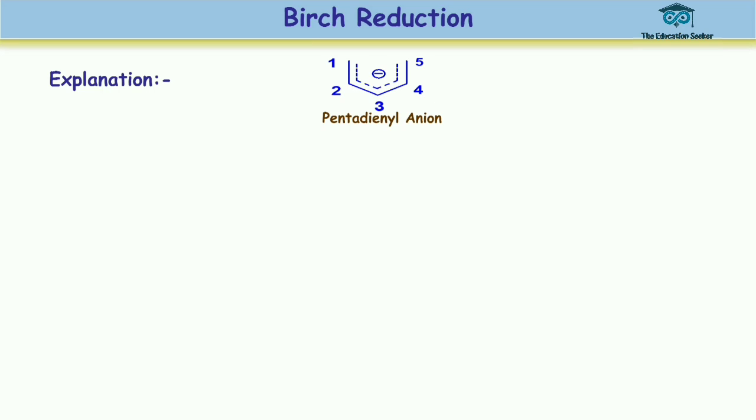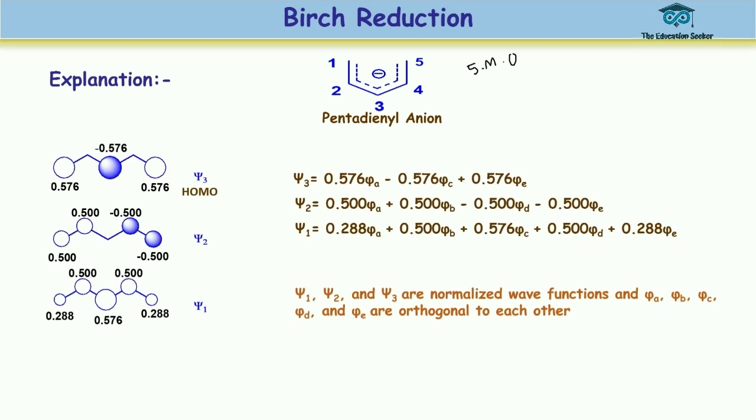So it has 5 molecular orbitals, and on the left hand side I have given 3 molecular orbitals with having the appropriate orbital coefficient at each carbon atom, and psi1, psi2, psi3, each of them contains 2 electrons. And these are the expressions of 3 molecular orbitals, where psi1, psi2 and psi3 are normalized wave functions, and these wave functions are orthogonal to each other.